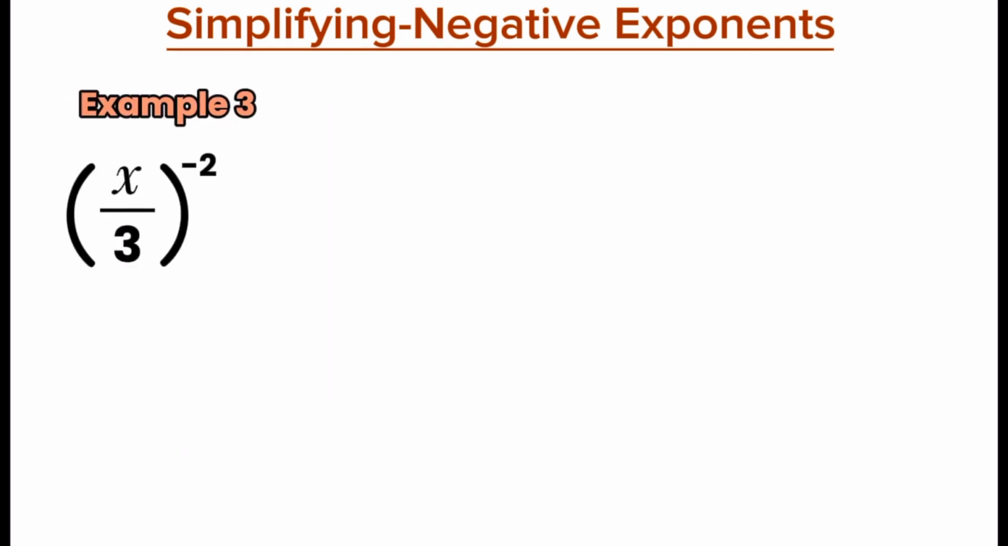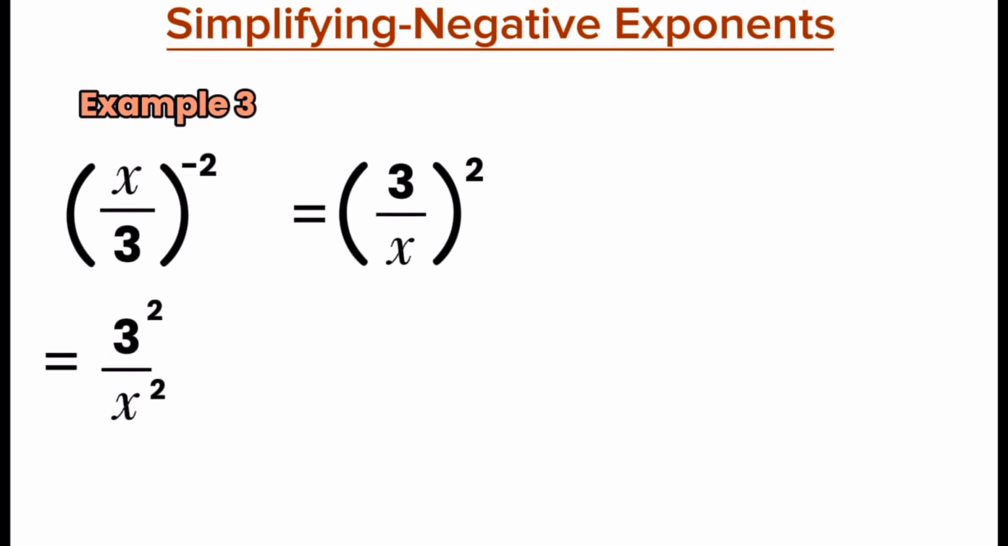So in this case, numerator b is x. We make the exponent positive by flipping x and 3 and writing out 3 over x to the power of 2. Since both values are in brackets, that means they each get the exponent. What that means is 3 over x all to the power of 2 equals 3 squared over x squared. And the final answer is 9 over x squared.